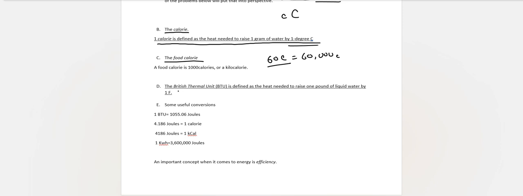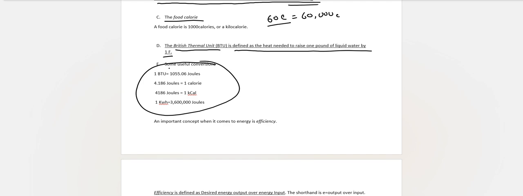Another unit that we'll talk about from time to time, the BTU, or British Thermal Unit. Here's how it's defined: heat needed to raise 1 pound of water by 1 degree Fahrenheit. So these are all units of energy that we will talk about from time to time and may show up in your homework: the kilowatt hour, the calorie, the food calorie, and the British Thermal Unit, or BTU. And here are some conversion factors for going back and forth between them.